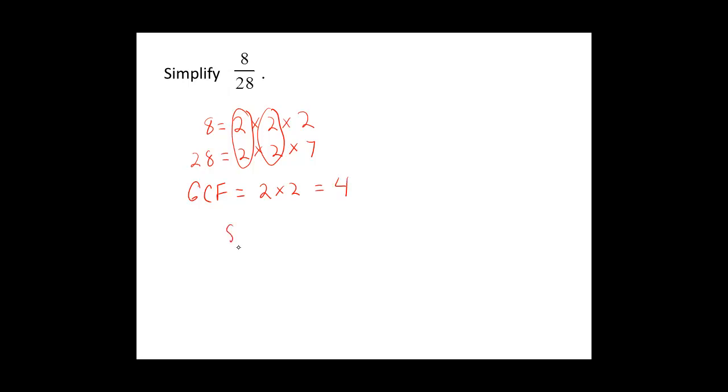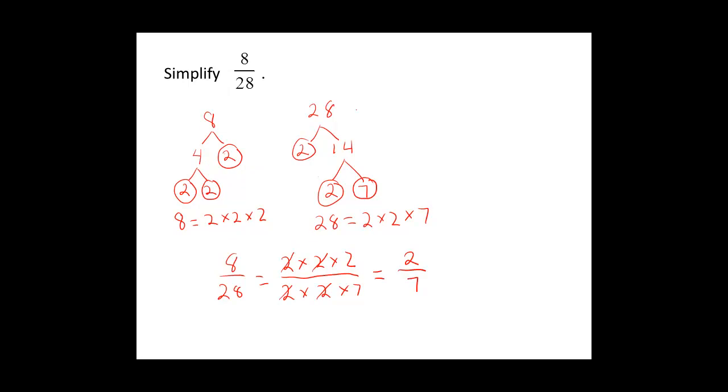So we can simplify 8 over 28 by dividing the numerator and the denominator by the greatest common factor. 8 divided by 4 is 2, and 28 divided by 4 is 7. Notice that we got the same answer both ways.